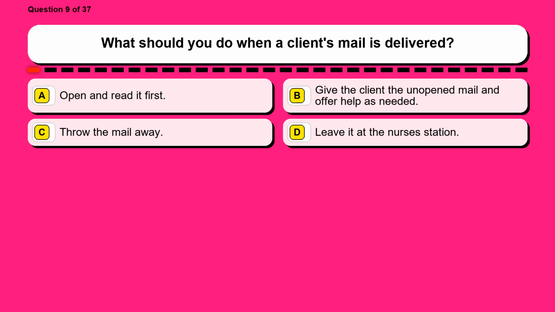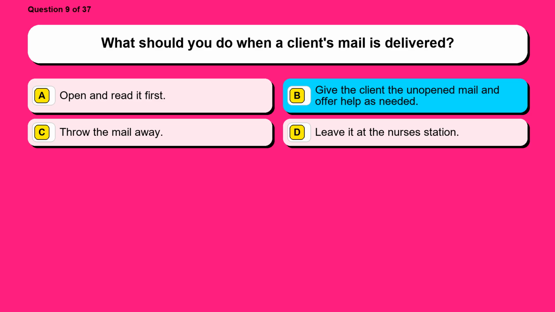Question 9. What should you do when a client's mail is delivered? Option A. Open and read it first. Option B. Give the client the unopened mail and offer help as needed. Option C. Throw the mail away. Option D. Leave it at the nurse's station.